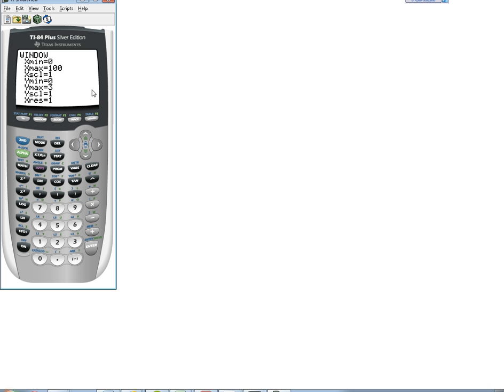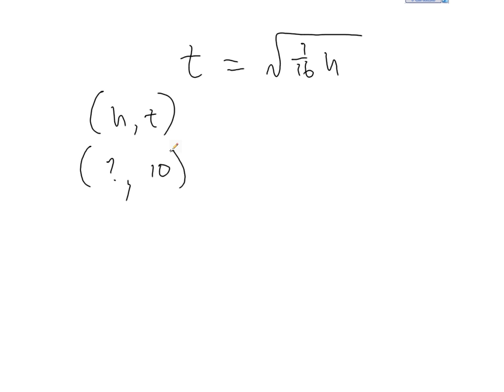So in this case, we want to know how many feet I could drop in order to be suspended in air for 10 seconds. My function is this, and remember, this function gives ordered pairs of the form h comma t. So I want to know what the height is if the time is 10 seconds. I would simply have to put in 10 for t and evaluate this to figure out what h is.